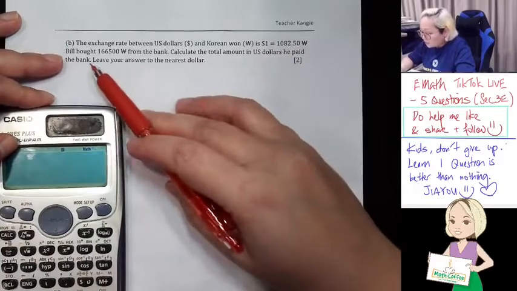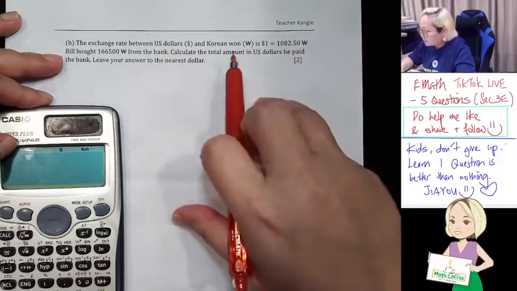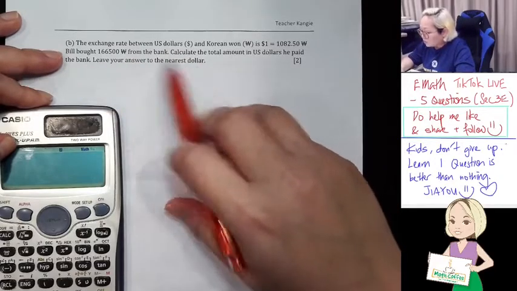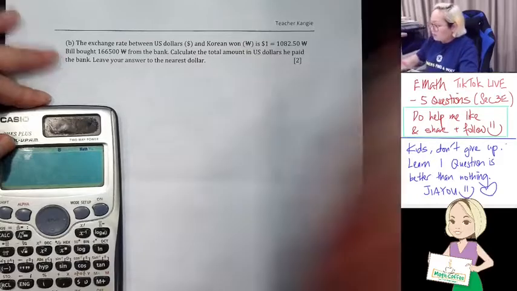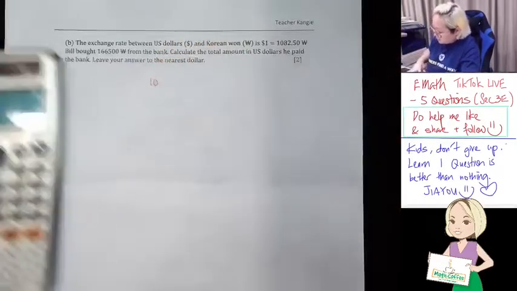So Bill bought this much from the bank. Calculate the total amount in USD he paid the bank. Leave your answer to the nearest dollar. Okay, so I will write it the other way around. So I will put as 10. I'm supposed to use blue.